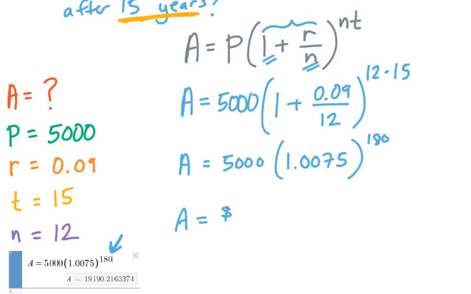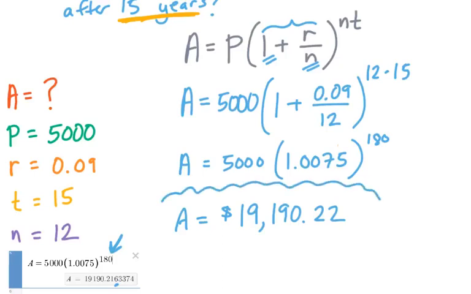So when I typed in 5,000 times 1.0075 to the power of 180, I'm getting back $19,190, and I'm going to round to 22 cents, right? The 6 after the 1 tells me to round it up to 22 cents. So this means if you invested that initial amount of $5,000 and you're able to find this amazing interest rate of 9% compounded monthly, in 15 years, you will end up with this amount in the account.